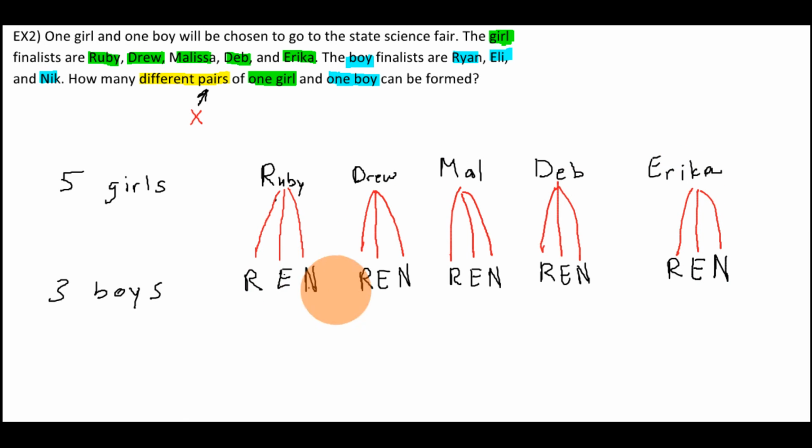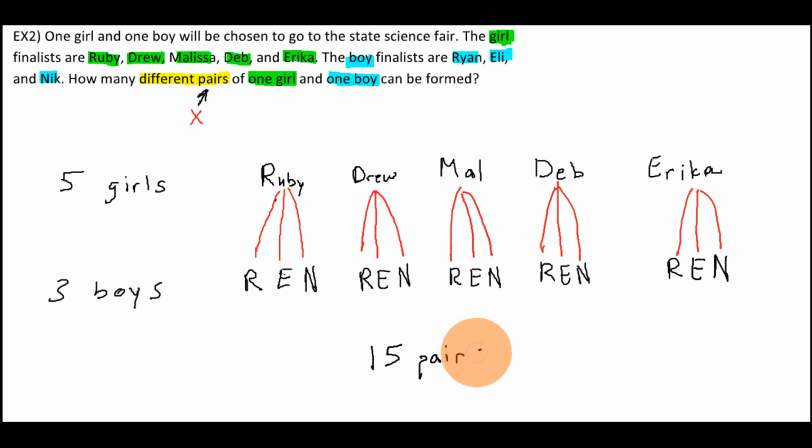So if I want to solve this problem now and find out how many different pairs can be formed, well, I can just add up the information in the sample space here. Well, Ruby and Ryan make 1 pair. Ruby and Eli make a 2nd pair. Ruby and Nick make a 3rd pair, and so on. So 1, 2, 3, 4, 5, 6, 7, 8, 9, 10, 11, 12, 13, 14, 15. It looks like there could be 15 different pairs, so 15 pairs.